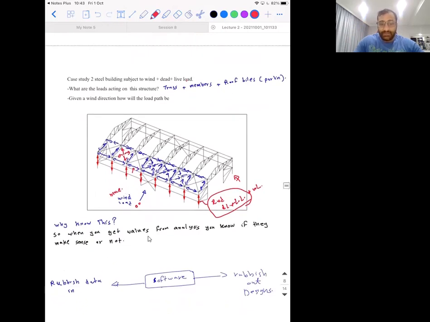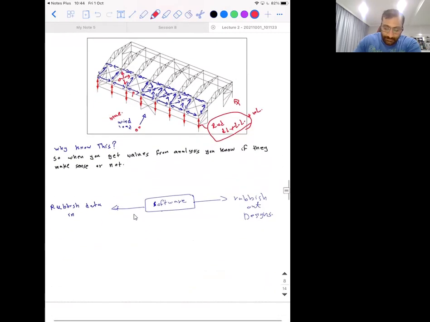Why know this? So when you get values from analysis, you know if they make sense or not. When you analyze the structure through a computer program or through anything, you get results. If the results are way off from whatever you're expecting, you calm down and ask: did I make a mistake or did the computer make a mistake? And you start to analyze the problem. You go, whoops, I made a mistake. Or maybe the computer made a mistake because you made a mistake in the beginning, maybe with a node, maybe a connection, something.